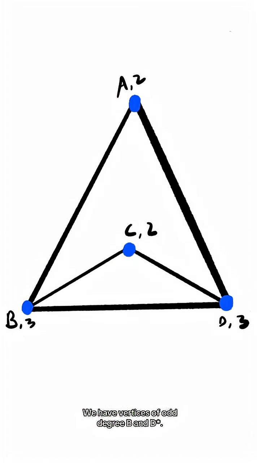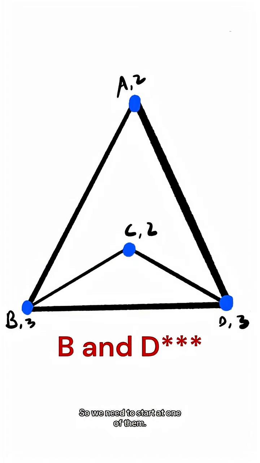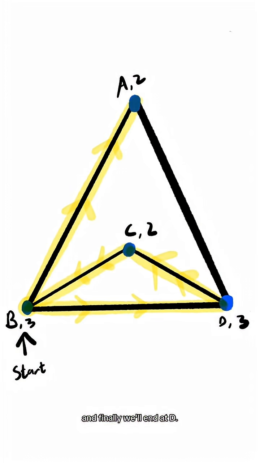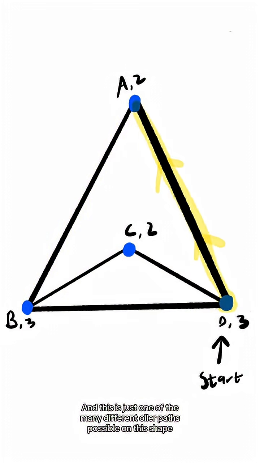Let's look at our triangle. We have vertices of odd degree, B and C, so we need to start at one of them. We'll start at B. From B, we'll go to D, then to C, then back to B, then to A, and finally, we'll end at D. And this is just one of the many different Euler paths possible on this shape specifically.